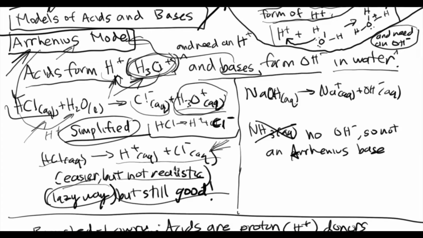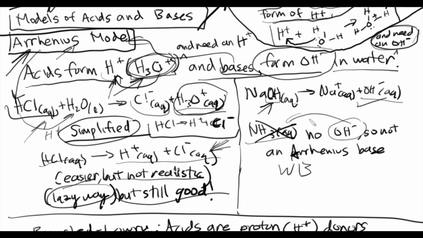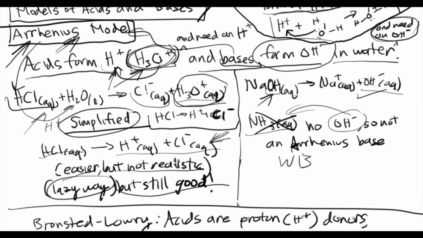Now let's take a look at the Arrhenius base. So it has to form an OH-, and it has to have an OH in it. So NaOH, sodium hydroxide, has OH in it, and it forms OH- when dissolved, because it's a salt. So there you go. That's an Arrhenius base. Now NH3 is not an Arrhenius base, even though we know it's a weak base, because it doesn't have an OH in it, but it does produce an OH-. As we'll see later, other definitions of acids and bases will compensate for this simple model and expand the definition of what exactly acids and bases are.